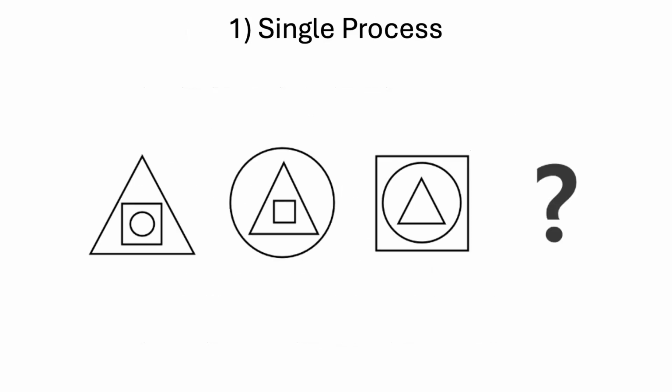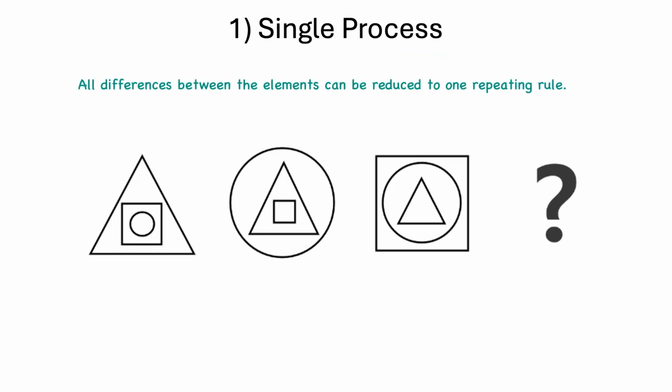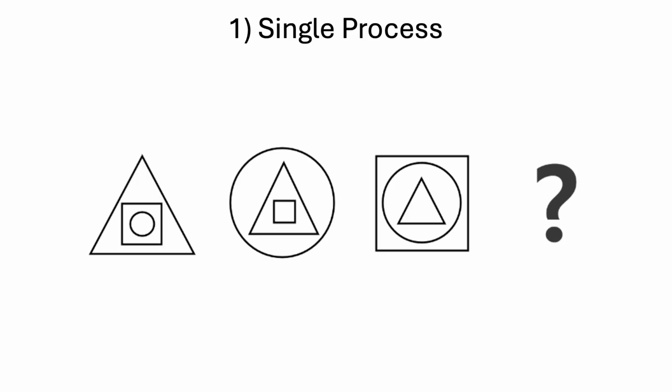So now let's talk about some of the more common types of figural series questions. And we'll start with arguably the simplest and the most common, which is single process. And a single process type problem is where all differences between the elements can be reduced to one repeating rule. So this is about as straightforward as these figural series questions can get. So we'll go ahead and take a look at an example.